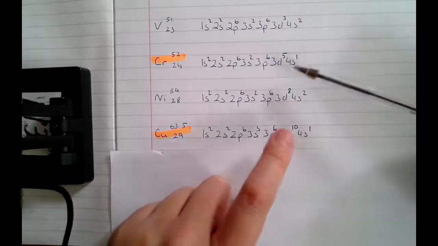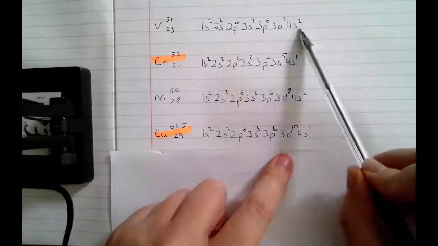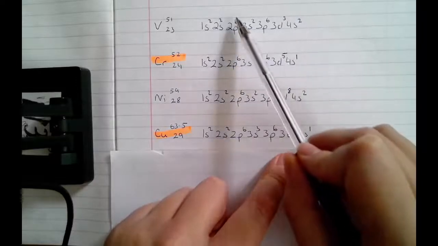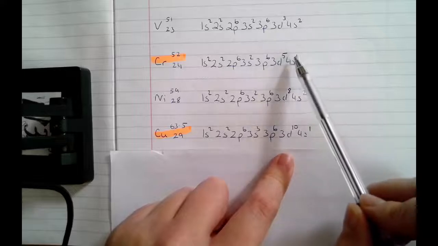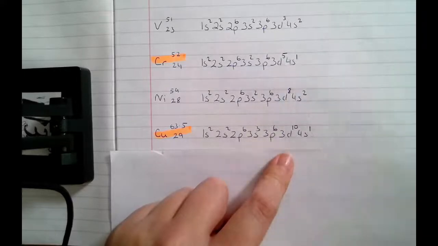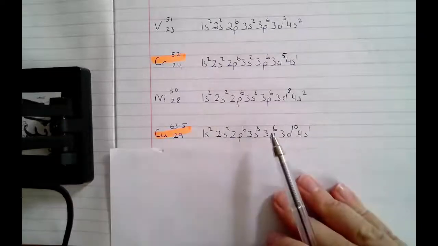So just know that chromium and copper are your exceptions. But other than that, if you know your order of the orbitals, if you know how many electrons each of your subshells can hold, and if you know that the 4s is lower in energy and fills before 3d, then you shouldn't have any problems with these. They all are exactly the same.